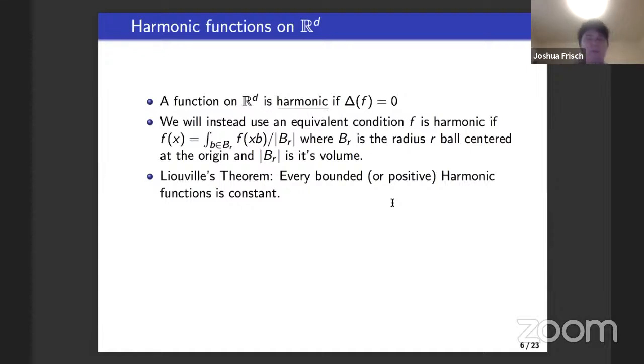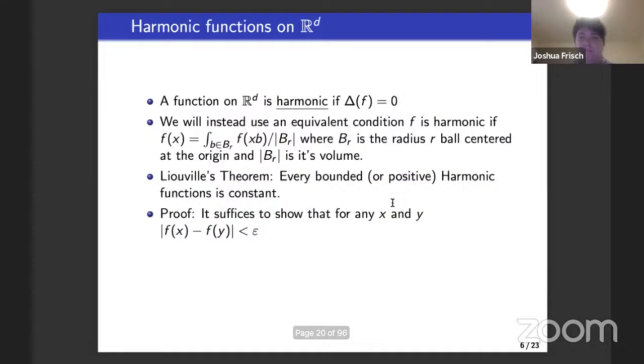I should say most of what I'm going to be talking about is discrete groups, but this is going to give a little bit of the flavor of the field. And it's a little bit cleaner to do it for R^n. So I'm going to give a proof of Liouville's theorem due to Edward Nelson. All right. So here's the idea. It suffices to show that for any x, any y, and any epsilon, the absolute value of the difference between f(x) and f(y) is less than epsilon.